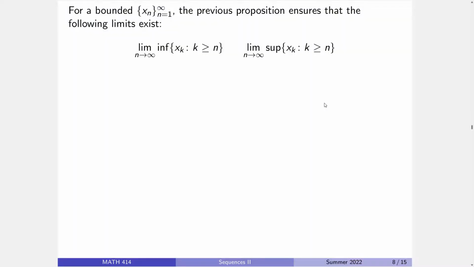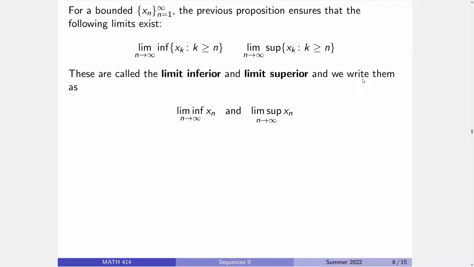So, for any bounded sequence, the previous proposition ensures that I have access to the following limits. Right? The infimums of the tails of the sequence is a convergent sequence, so I have access to the limit. And likewise, the limit of the supremums of the tails also exists. Man, I really want to just glue these together. I don't know about you, but I want those to be a thing. And indeed they are.